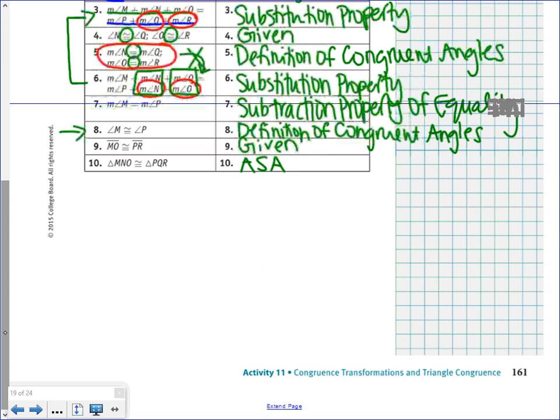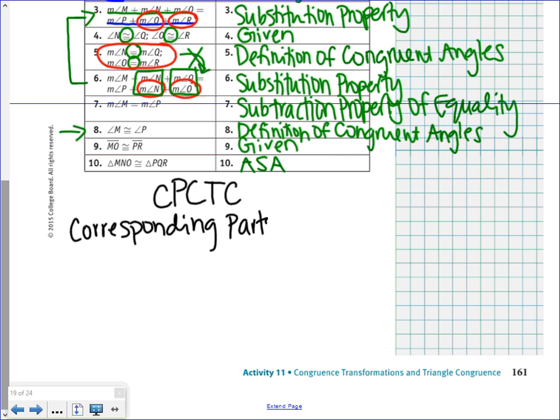Now, I want to stop and discuss something that the book doesn't cover. So, CPCTC. You're going to eventually get to where you are more familiar with that ordering, but right now you'll probably get it mixed up a little bit. CPCTC. If you say it fast several times, probably a good tongue twister. So, what that represents is corresponding parts of congruent triangles are congruent.